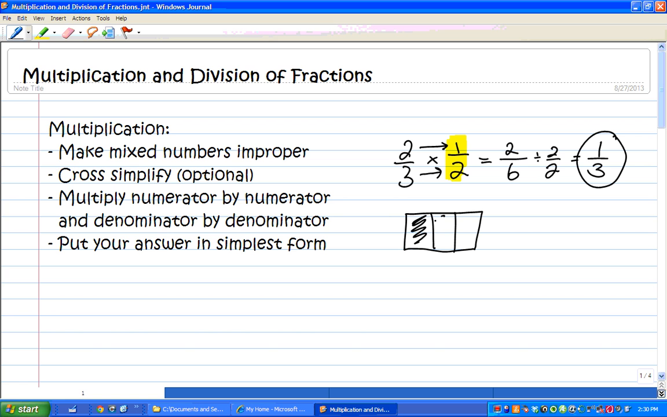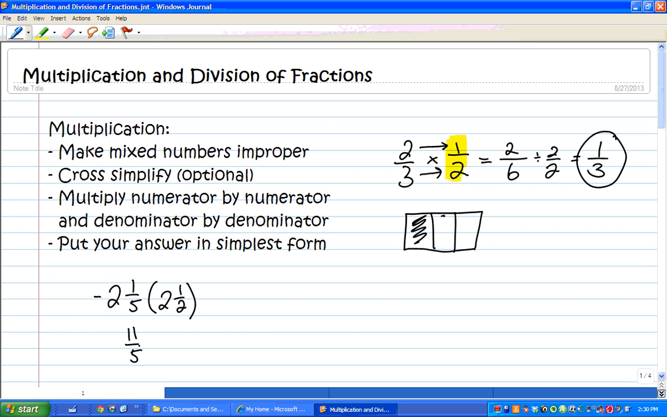All right, next, let's try something like this. If I give you -2 1/5 times 2 1/2. Now we know that our answer is going to be negative because we have a negative times a positive. So I'm going to ignore the signs for now and just follow my steps. Make the mixed numbers improper. All right, 5 times 2 is 10 plus 1 is 11 over 5.